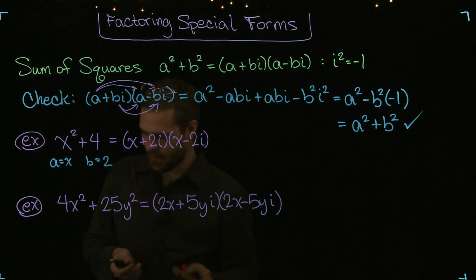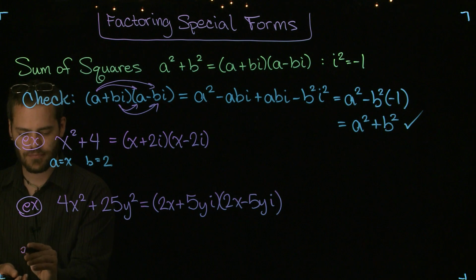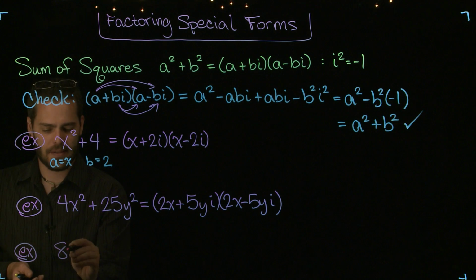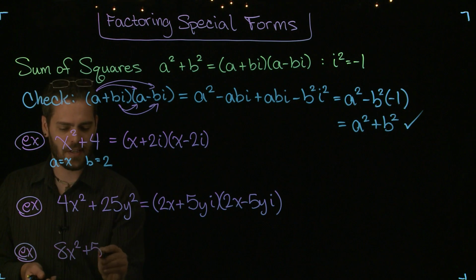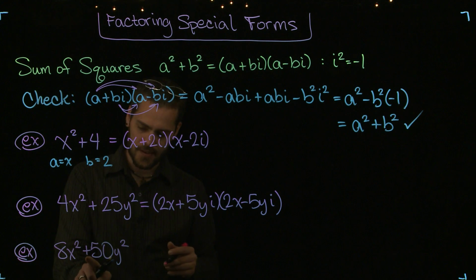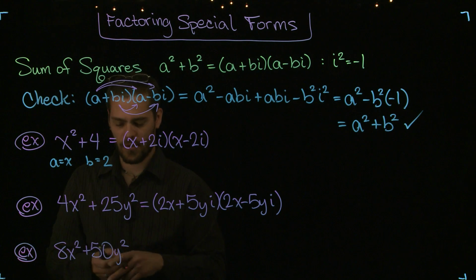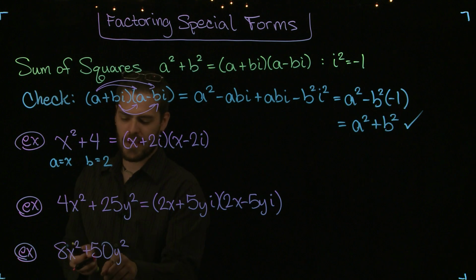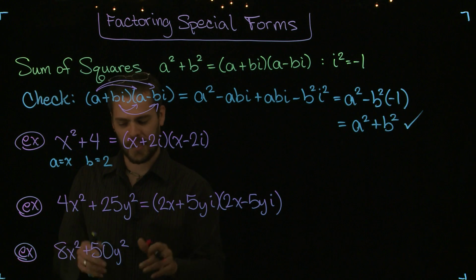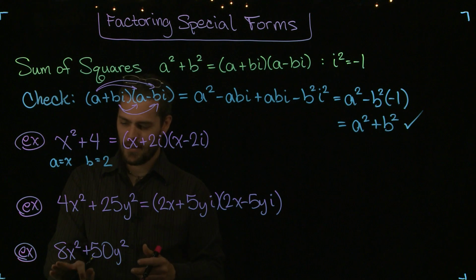Let me give you one more example. What if we had, well, here, I'll just make up another one. In fact, I'll use this, but what if we had 8x squared plus 50y squared? And you're saying, okay, it looks like a sum of squares, but 8 is nothing squared, nor is 50 anything squared. But I point this out just to remind you, always factor the greatest common factor first. Never forget about that. Look for a greatest common factor. And in fact, there is one. A factor of 2 can be found in these guys.